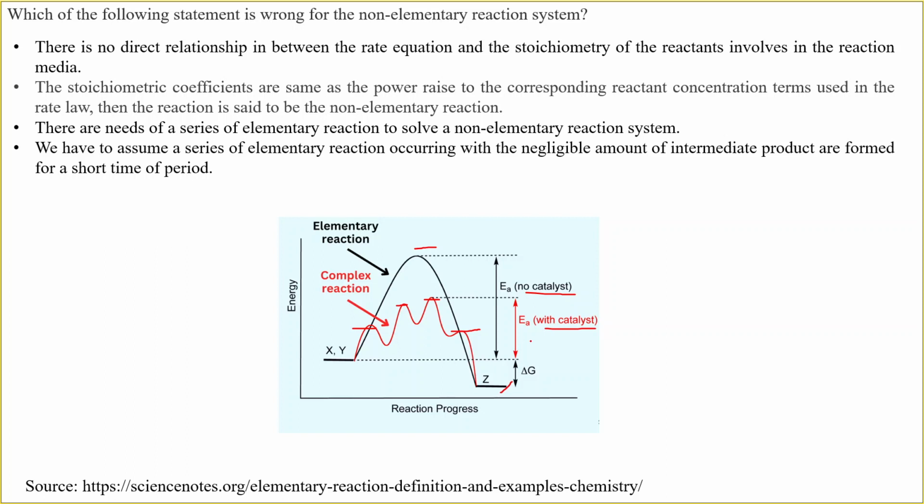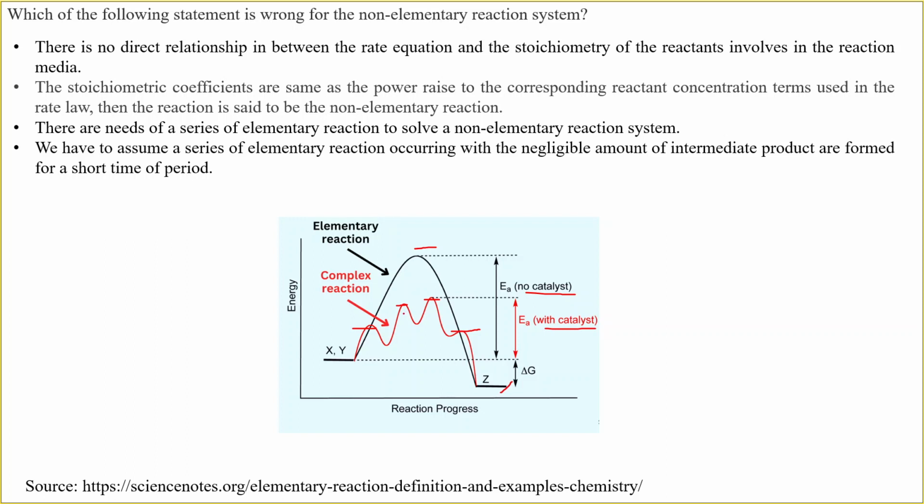Most of the reactions which happen in nature, or the polymer reactions which we are trying to study, are actually quite complex reactions. They do not proceed as elementary reactions, which are shown in normal examples. So usually, there is no direct relationship between the rate expression and the stoichiometry of the reactants involved, because there are many intermediate products being formed.